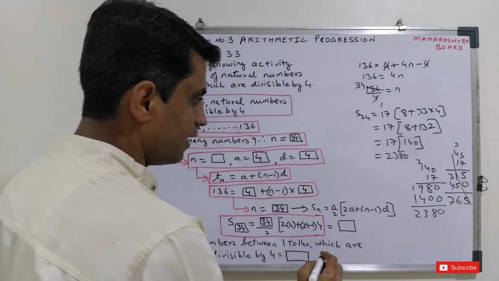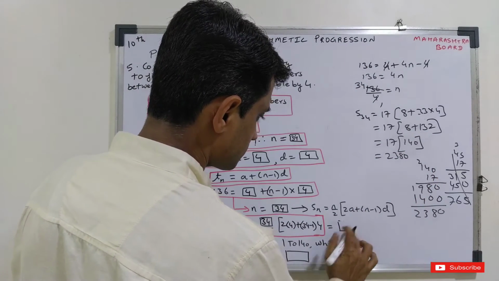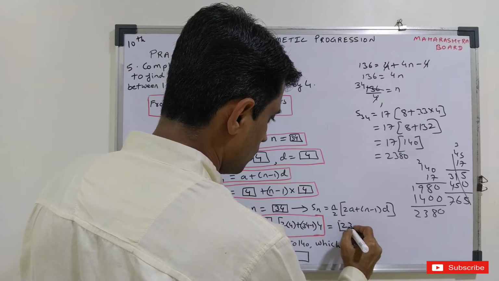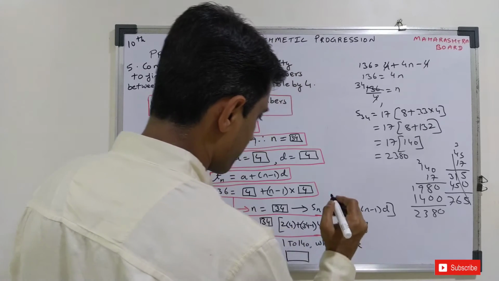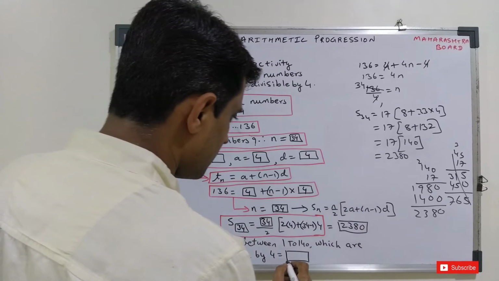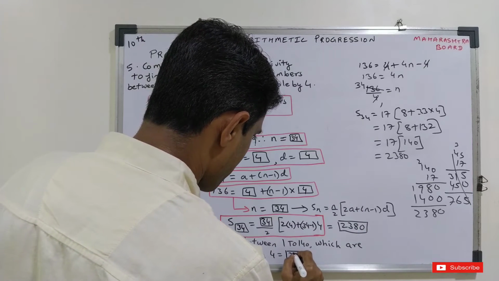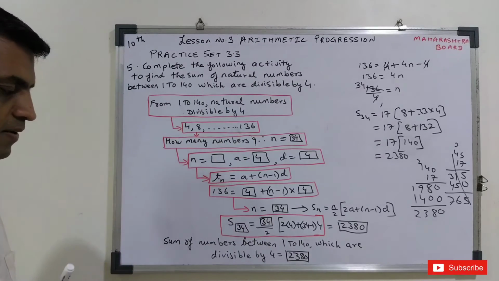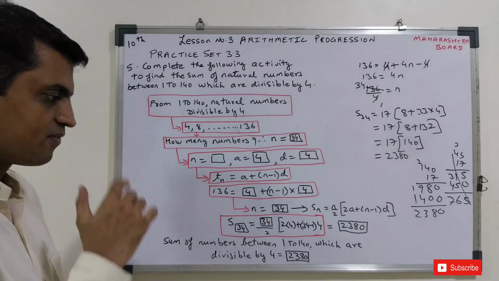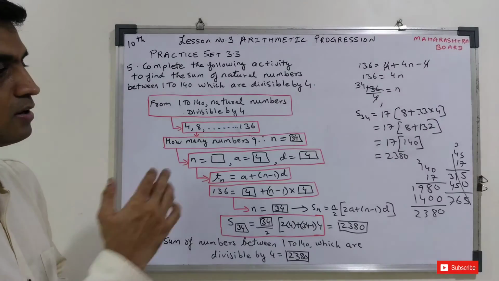So what will we write here? 2380 in brackets. So the final answer: the sum of the numbers between 1 to 140 which are divisible by 4 is 2380. This way you have to solve.